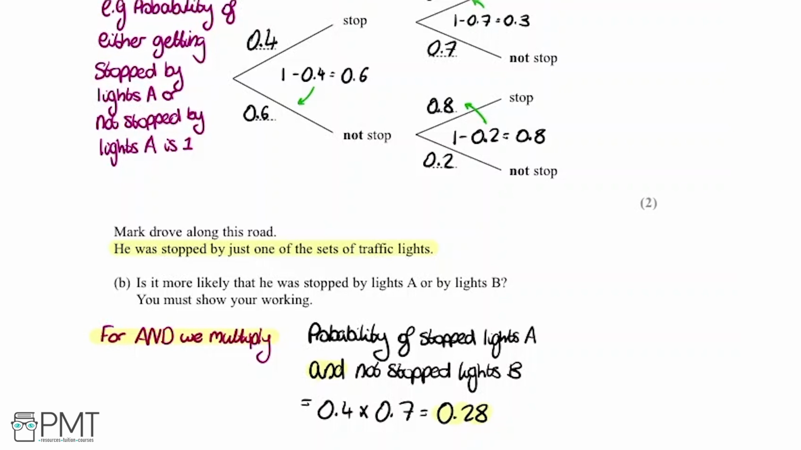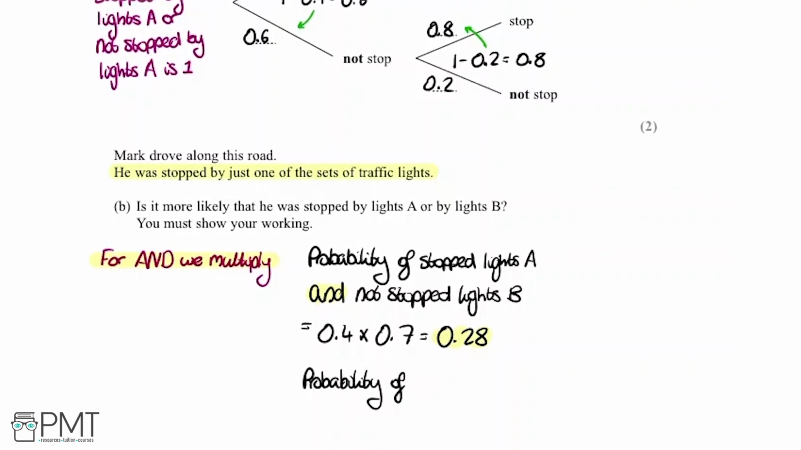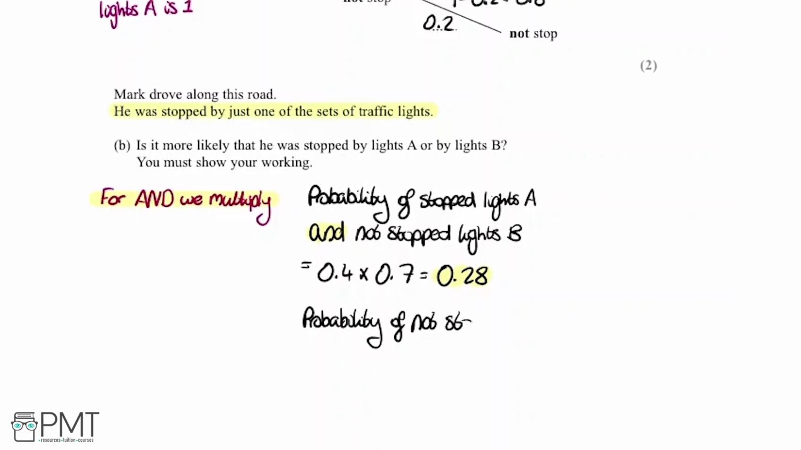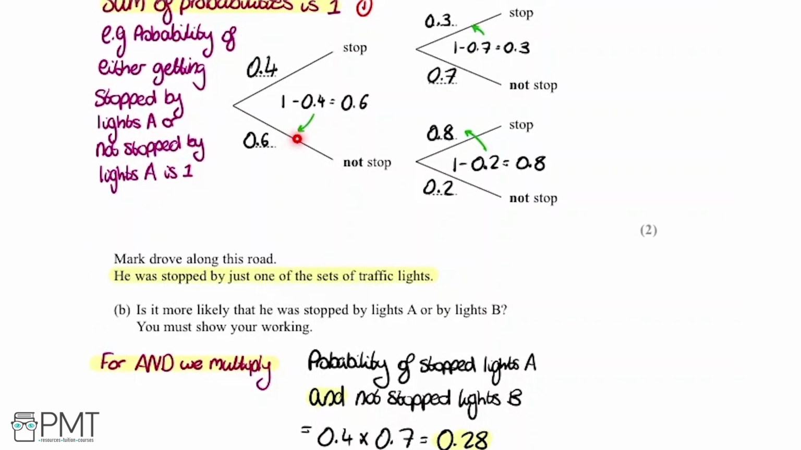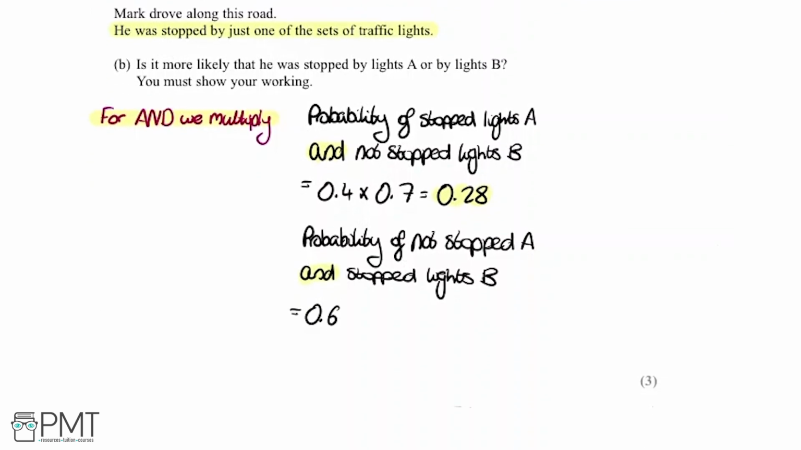So now we've got the second option. We've got the probability not stopped by lights A and stopped by lights B. So again, we've got our "and" in there, so we're going to be using multiplication. We're going to have a look at the probabilities. So we've got not stopped by A, so that's 0.6, and stopped by B, so that's 0.8. So we've got 0.6 multiplied by 0.8, which gives us 0.48. Great, so we've now evaluated both our options.